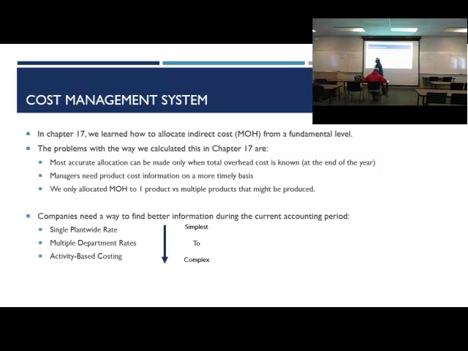So companies need to find a different way of allocating overhead than what we've done in Chapter 17 and 18. And these are 3 ways that you're going to learn in this chapter. One is the single plant-wide rate, which is the easiest. Okay, so it goes from simple to complex. Multiple department rates. And then finally, activity-based costing.